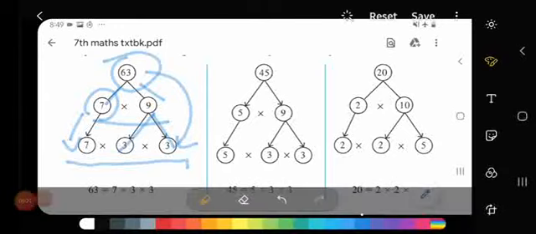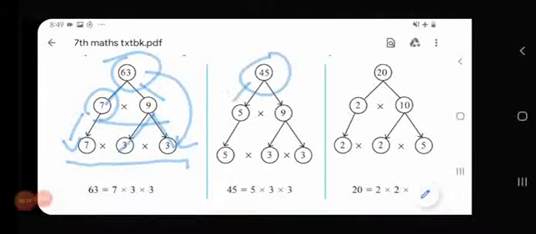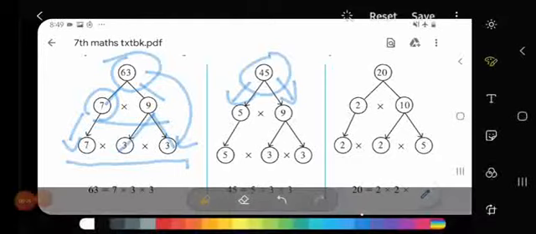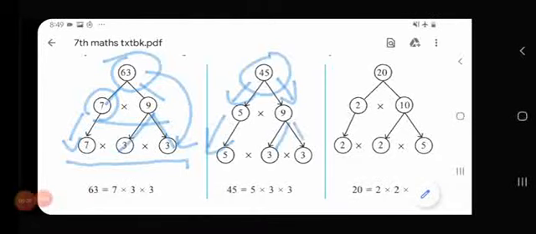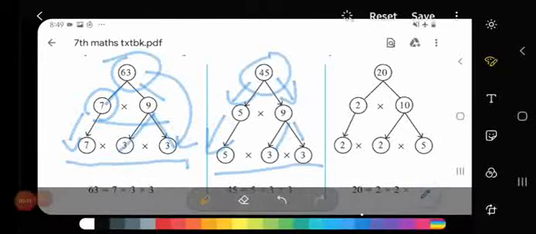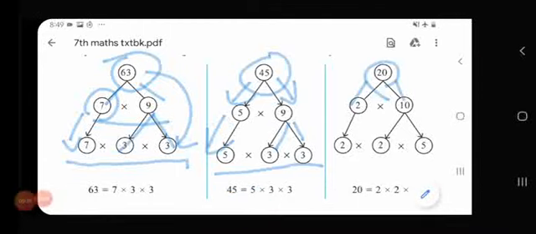Like this, suppose the number is 45. It can be written as 5 into 9. As 5 is a prime number, take it as it is. Factors of 9 again are 3, 3. So lastly we will get 5 into 3 into 3. Like that, 20 can be written as 2 into 10. 2 is prime, write it as it is. 10 can be written as 2 into 5. So the factors are 2, 2, 5.